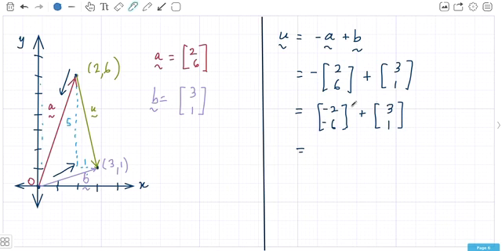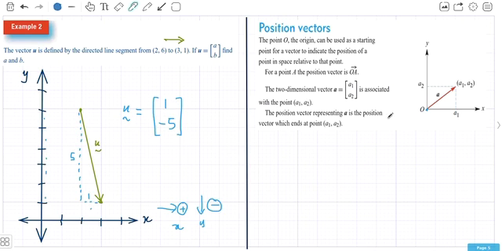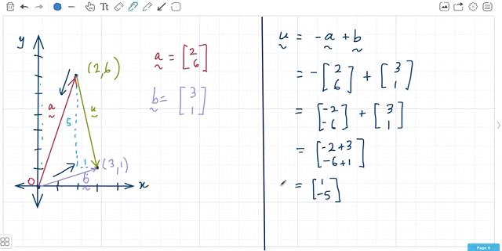When we add and subtract in columns, all we do is literally put the things on the top together. So negative 2 plus 3, they're the x's, and you've got negative 6 plus 1 going together at the bottom. Negative 2 plus 3 is 1. Negative 6 plus 1 is minus 5. And we know, looking back again, that we had 1, negative 5 for u, and you can see here we've actually got exactly the same thing. u equals 1, negative 5.